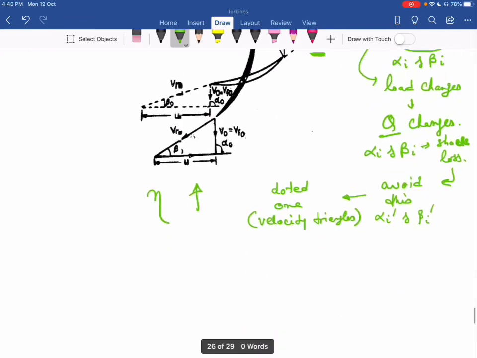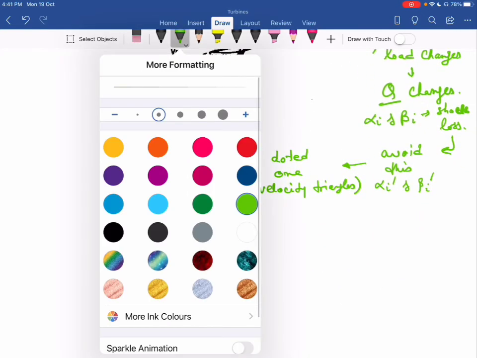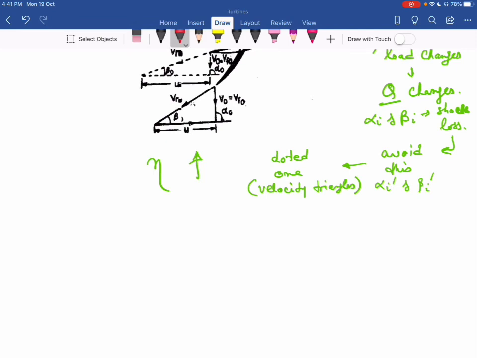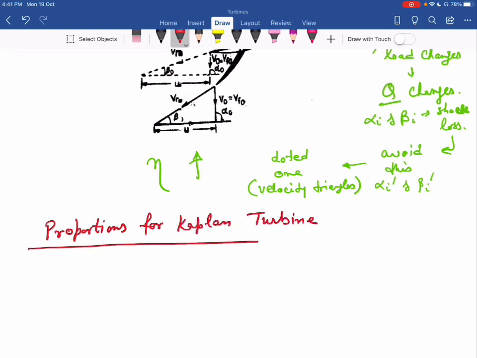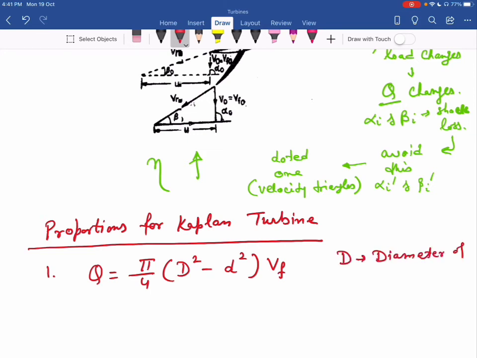Then next we have some relations for Kaplan turbine that I call proportions for Kaplan turbine. One is the formula for discharge. Here the formula for discharge is pi by 4 into (D square minus small d square) into Vf, where D is the diameter of the runner and small d is the diameter of the hub.